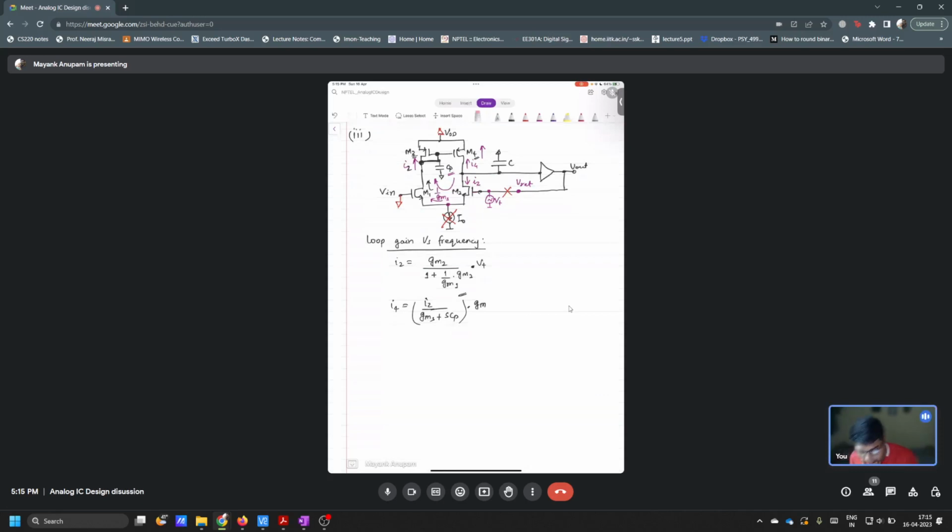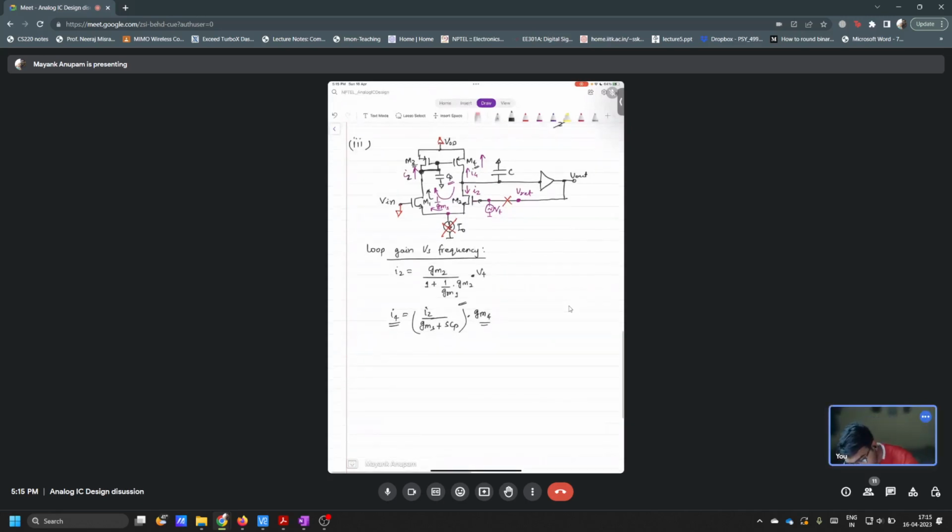And that will be the current I4, isn't it? That would be the current mirror, right? This is because of this current mirror. This is I4. Okay, fine.